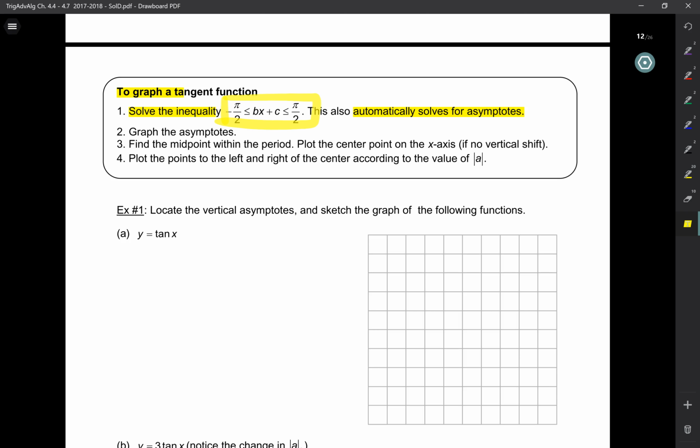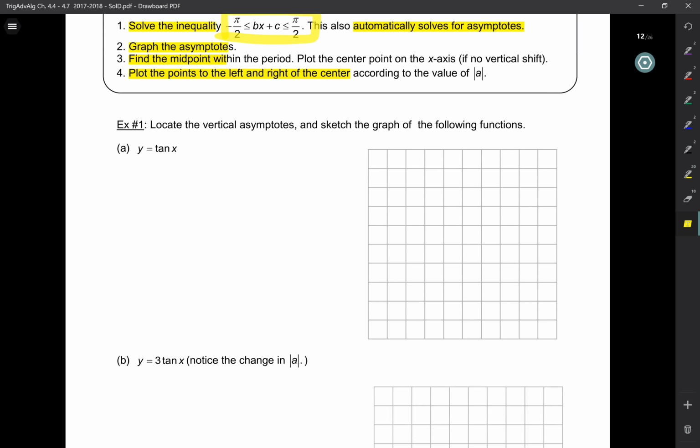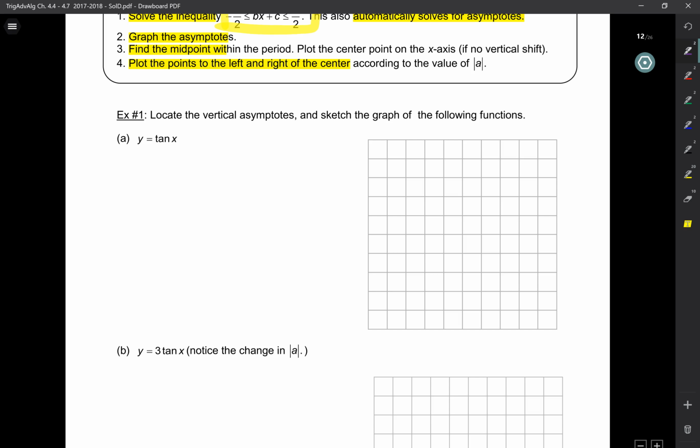Then we graph the asymptotes. We find the midpoint. We've been doing that: add, divide by 2. Plot the points to the left and right of the center according to the value of A. We can make it more concrete with an example right now. That's the default, that's where it is. But if you have tangent of 2x, or tangent of 1 over 2 x, then things change. Okay, so here it says to locate the vertical asymptotes and sketch the graph.